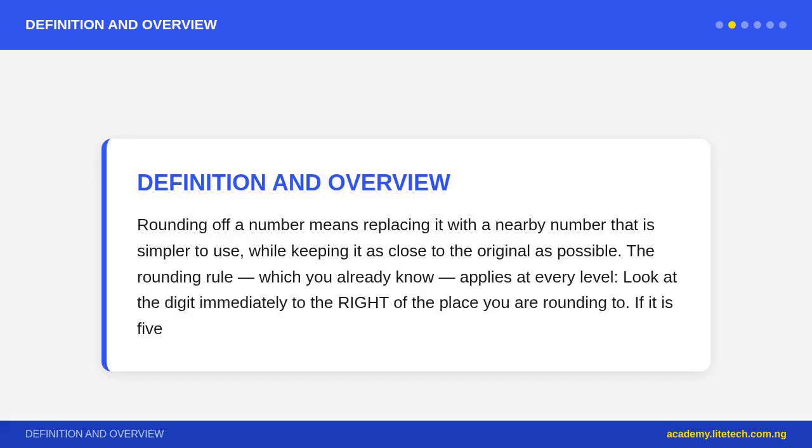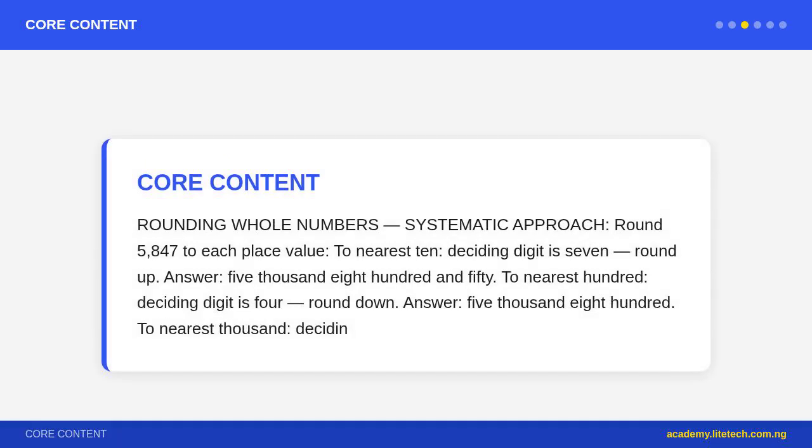Rounding decimals. Round 8.6472. To nearest unit, deciding digit is 6, round up. Answer: 9. To one decimal place, deciding digit is 4, round down. Answer: 8.6. To two decimal places, deciding digit is 7, round up. Answer: 8.65. To three decimal places, deciding digit is 2, round down. Answer: 8.647.